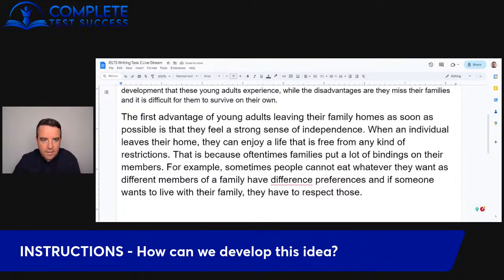Okay, can we see that? Yeah, okay. So when an individual leaves their home, they can enjoy a life that is free from any kind of restrictions. That is because oftentimes families put a lot of bindings, put a lot of restrictions.